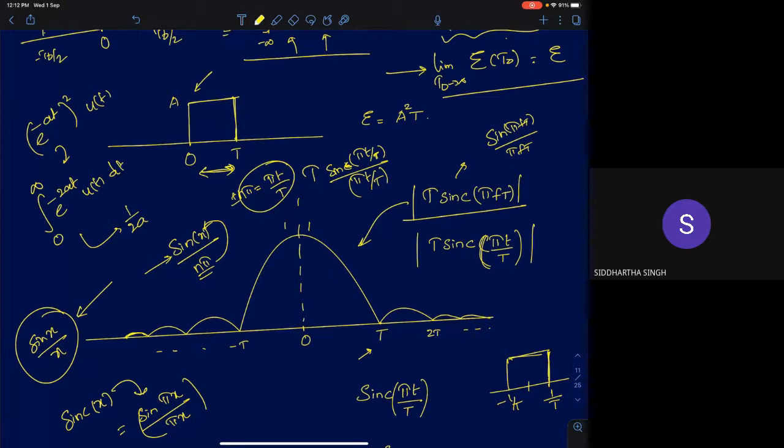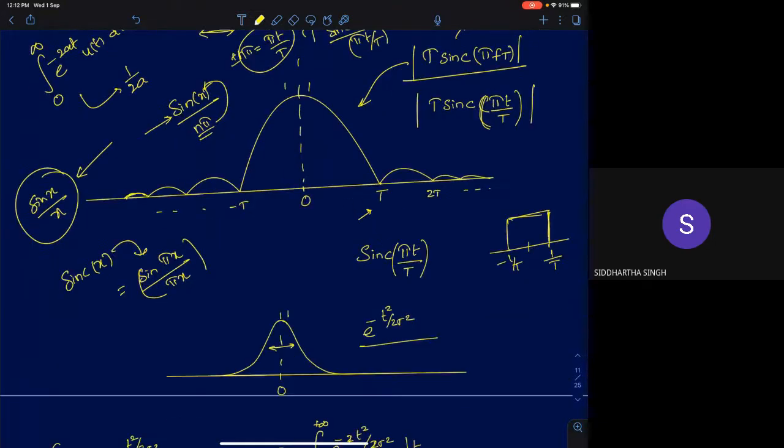I'll later show you how to compute the integral, because this integral may be a little bit complicated to compute. So the integral of sinc square dt going from minus infinity to plus infinity may be a little bit complicated to compute, but I'll compute it in a few moments. This integral can be very easily computed using Fourier transforms.